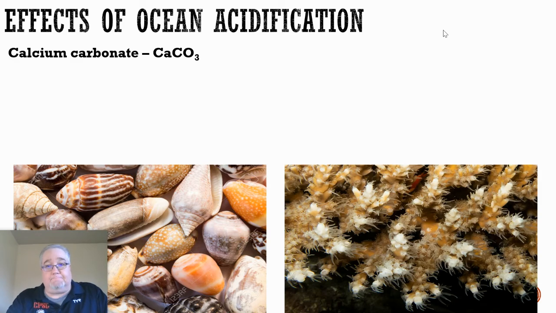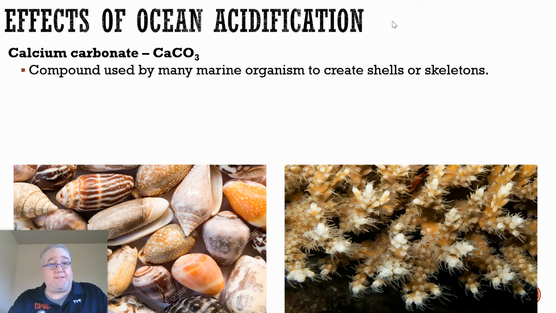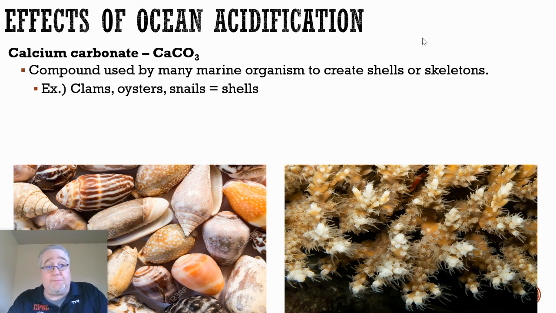Now, one of the things that is kind of necessary for a lot of marine organisms is a compound called calcium carbonate. Calcium carbonate, which has the formula CaCO3, is a compound that's found in the ocean and is used by organisms for a variety of reasons. Clams, oysters, and snails use calcium carbonate to make their shells, which are very important for protection, and it's kind of like a little home for those organisms. Also, corals, picture on the right here, use calcium carbonate to make their skeleton.